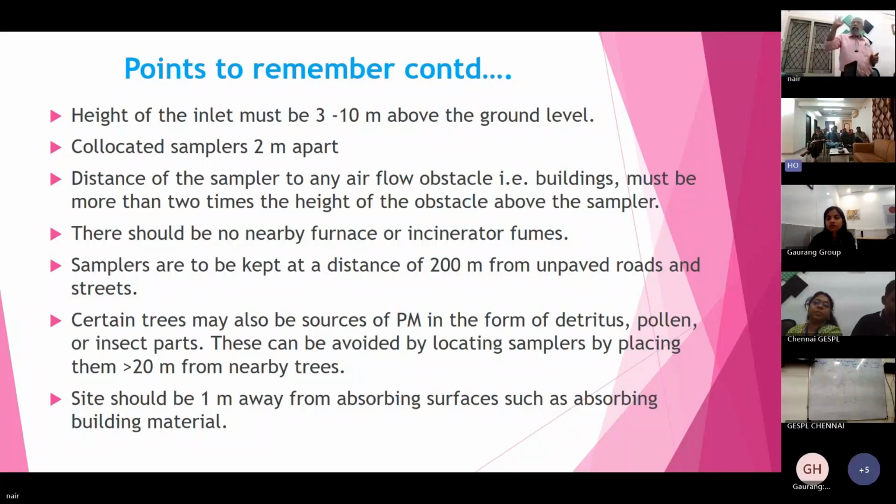Okay. Then certain trees may also be a source of PM in the form of detritus, pollen, and insect parts. Certain trees. If you go near the cement industries, usually you can see that.